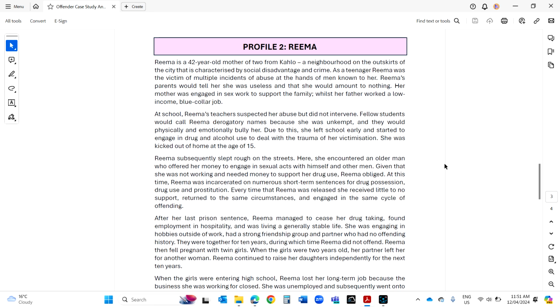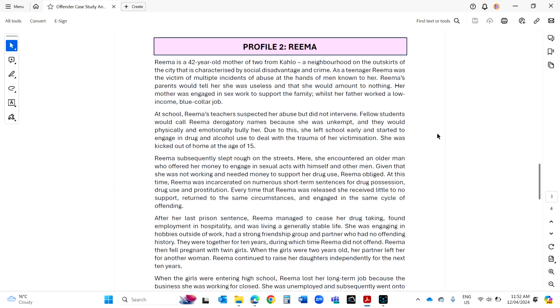This is Rima. Rima is a 42-year-old mother of two from Carlo. That's a neighbourhood on the outskirts of the city. There's quite a lot of social disadvantage and crime in the area. So in her early years as a teenager, she was a victim of multiple incidences of abuse, unfortunately at the hands of men who were known to her. Her parents would tell her that she was useless, that she would amount to nothing. Her mother was engaged in sex work to support their family, and her father worked a low-income blue-collar job.